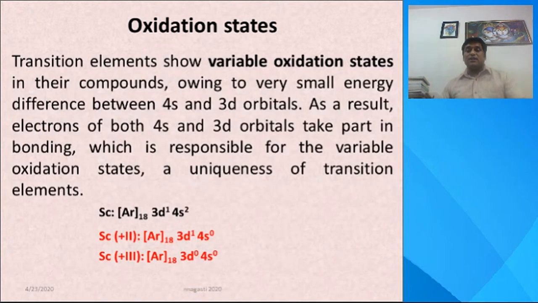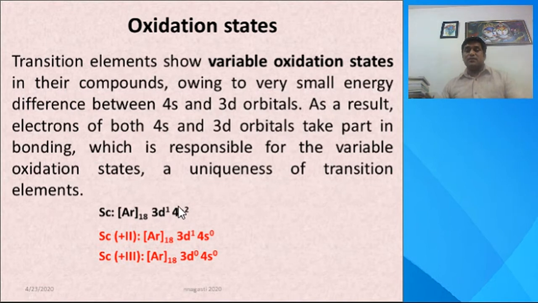Looking at this electronic configuration, we can have a discussion on oxidation states, which is a very important property of transition elements. These transition elements exhibit variable oxidation states, that means more than one oxidation state, unlike s and p block elements. So for this variable oxidation state, if we see the example of scandium, the configuration is argon 18, 3d1 and 4s2.